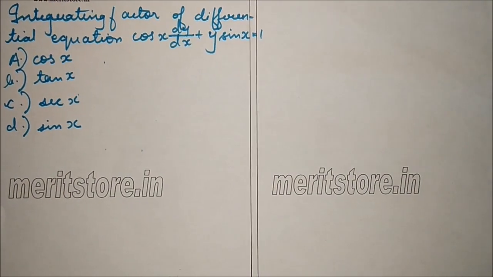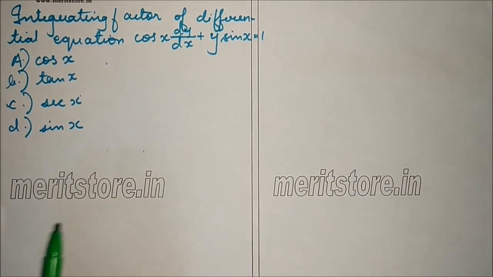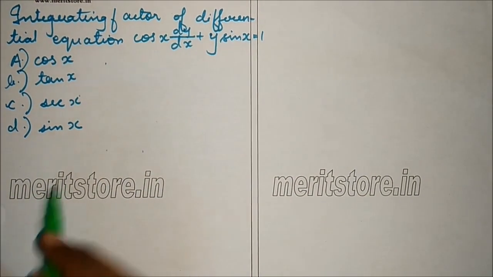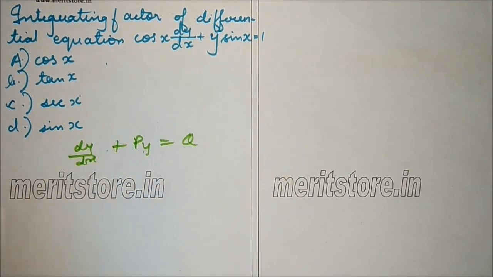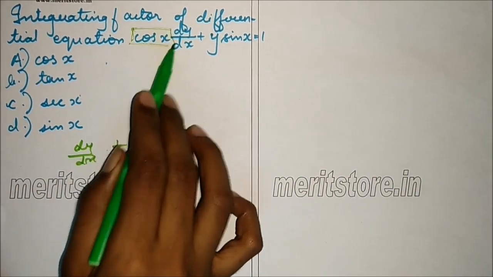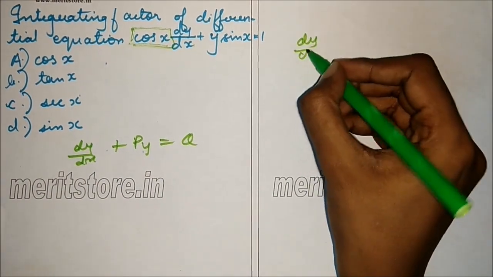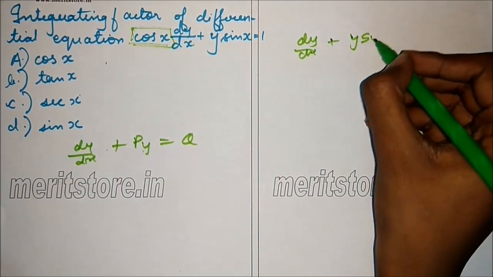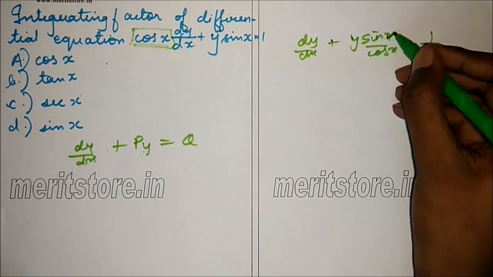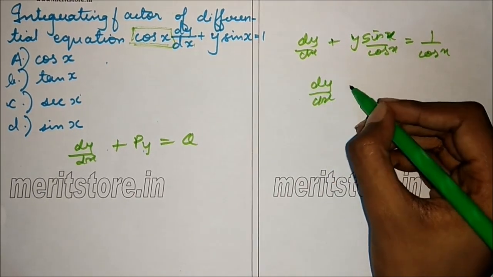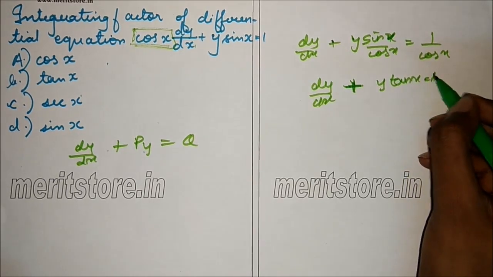Integrating factor of the differential equation cos x dy/dx + y sin x = 1. To find the integrating factor, we have to convert this into the form dy/dx + Py = Q. We have cos x alongside dy/dx, so we divide throughout by cos x. We get dy/dx + y sin x/cos x = 1/cos x. Since sin x/cos x is tan x, this is dy/dx + y tan x = sec x.